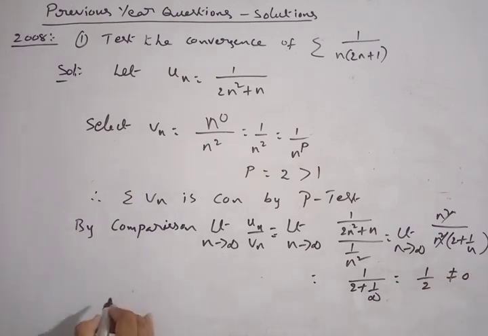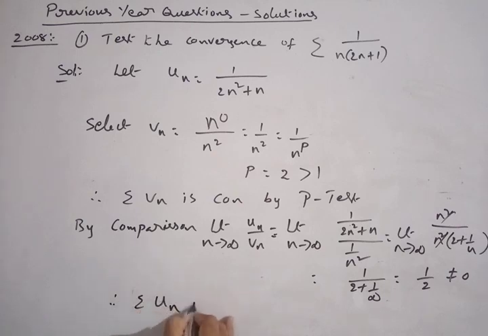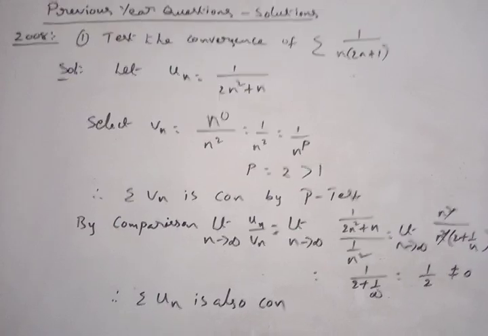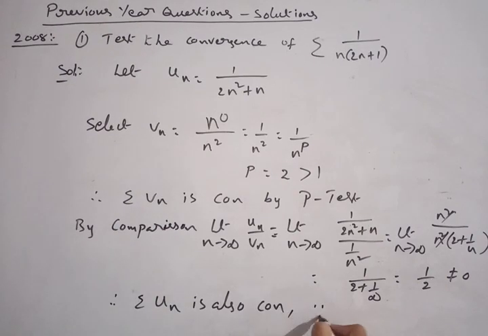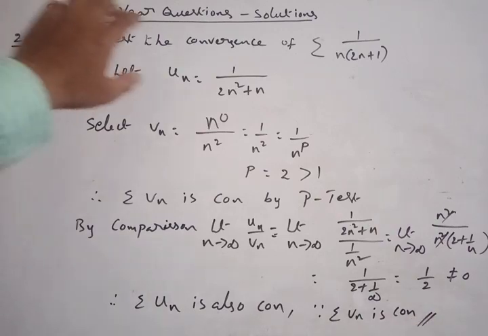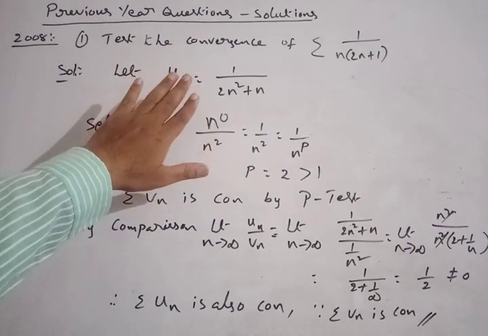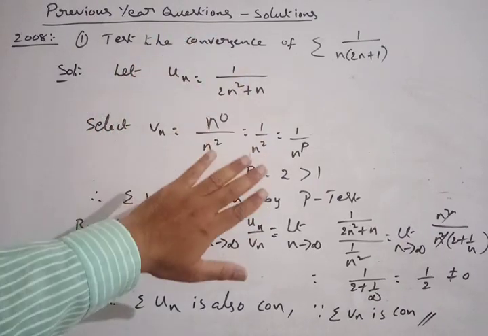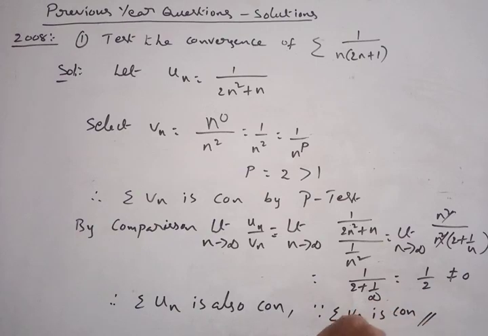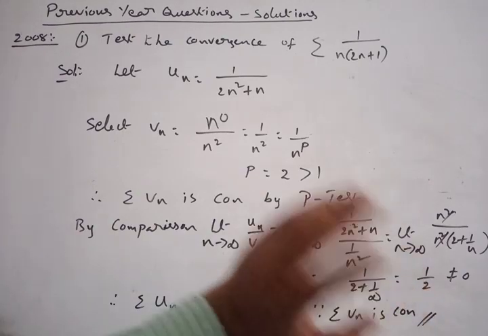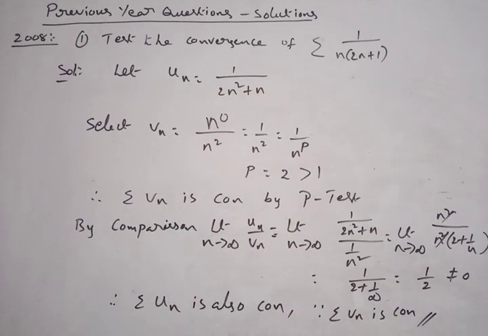So therefore sigma un is also convergent. Why? Since sigma Vn is convergent. What is the definition of the comparison test? Sigma un and sigma Vn, two series of positive terms, and limit n tends to infinity un by Vn is finite and not equal to 0. Then sigma un and sigma Vn both converge or both diverge together, correct?